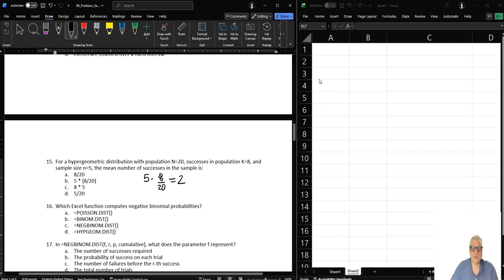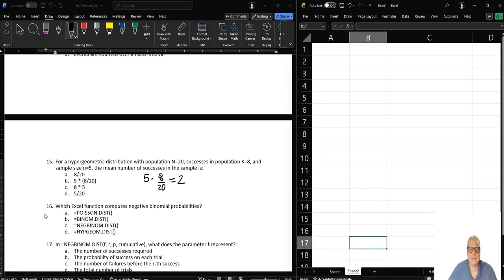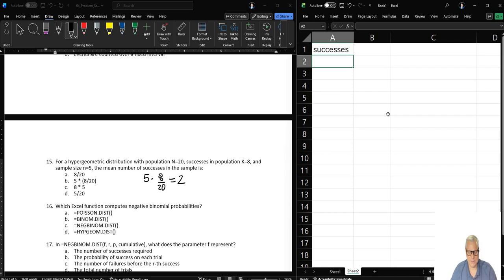Okay, so we have a hypergeometric distribution with a sample size of 5 and there are 8 successes in the population. What I would do when I have a problem like this is look at the distribution. How many successes can I get? My sample size is 5, so I can get 0, 1, 2, 3, 4, or 5 successes, right? Okay, so let's calculate the probability for each.